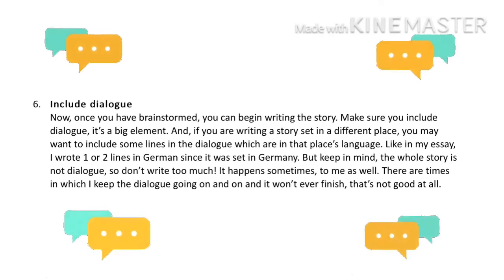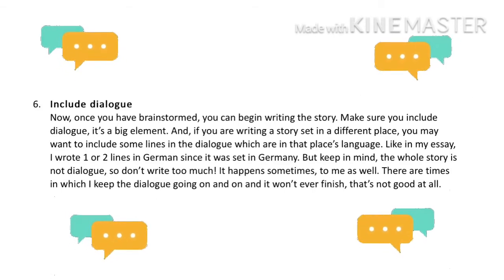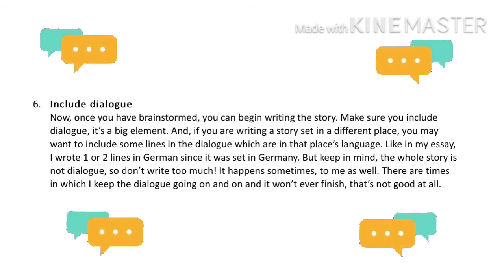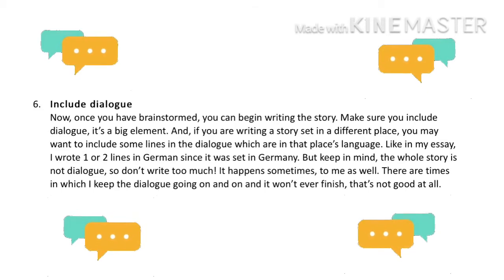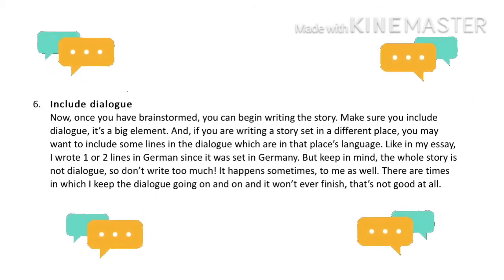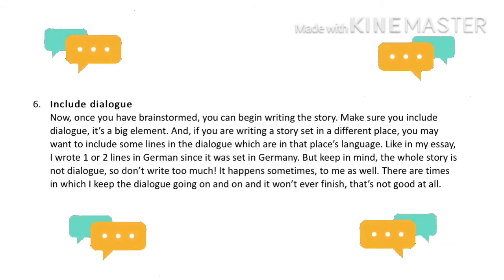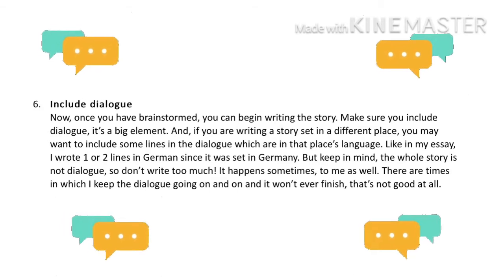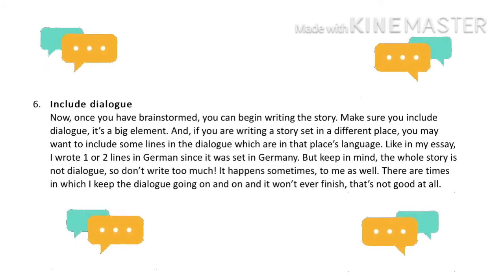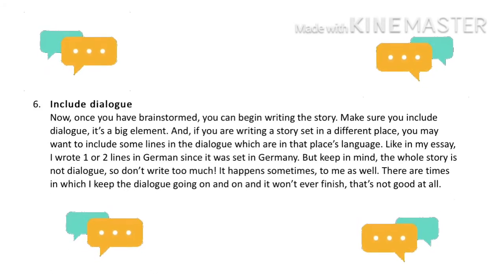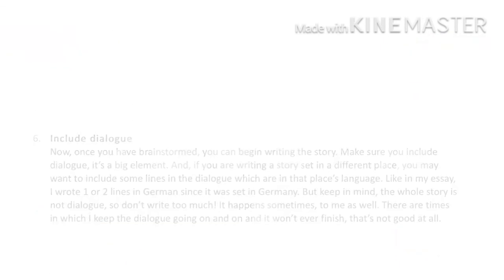Number 6. Include dialogue. Now, once you have brainstormed, you can begin writing your essay. Make sure you include dialogue. It's a big element. And if you are writing a story set in a different place, you may want to include some lines in the dialogue which are set in that place's language. Like in my essay, I wrote 1 or 2 lines in German since it was set in Germany. But keep in mind, the whole story is not dialogue, so don't write too much. It happens sometimes to me as well. There are times at which I keep the dialogue going on and on and it won't ever finish. That won't sound good at all.